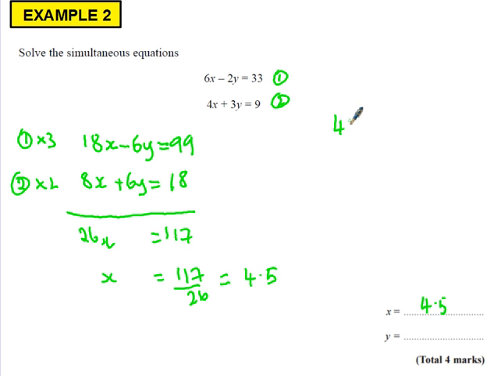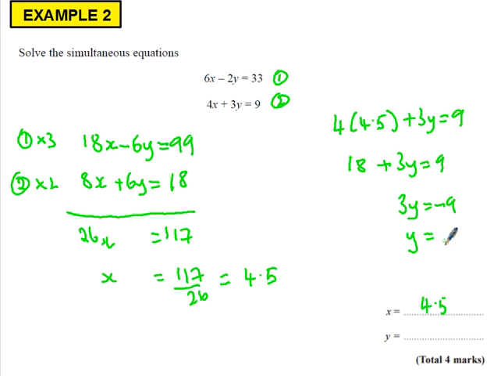So 4 times 4.5 plus 3y is equal to 9. 4 lots of 4.5 gives us 18, add 3y equals 9. So 3y is equal to, if I take away 18 from both sides, minus 9. Divide both sides by 3 to get minus 3. So y is equal to minus 3.